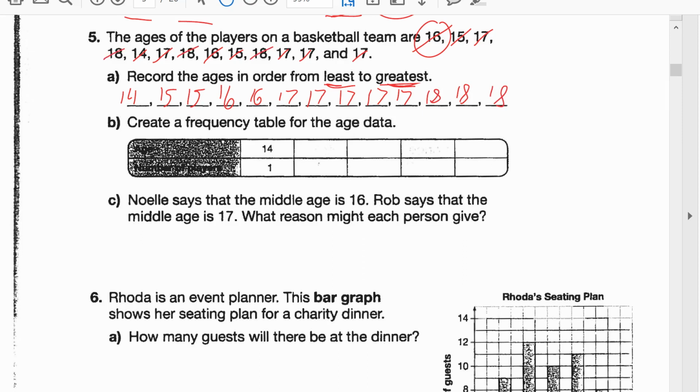Good. Create a frequency table for the data. This says age, and this says number, or hashtag, which means number, by the way. 14s, 15s, 16s, 17s, and 18s. How many do we have? 15s, we have 2. 16s, we had 2. 17s, we had 1, 2, 3, 4, 5. 18s, we had 3. Good.